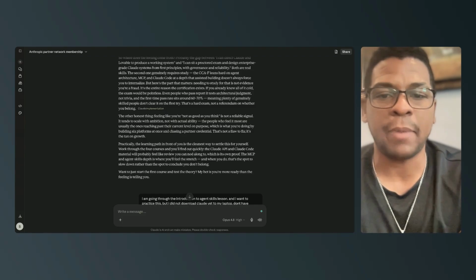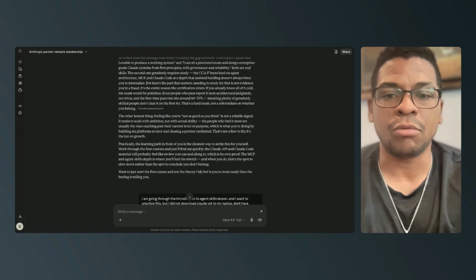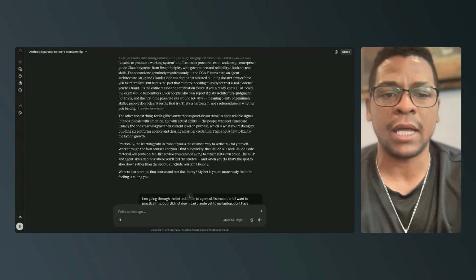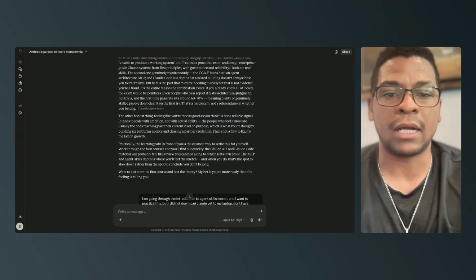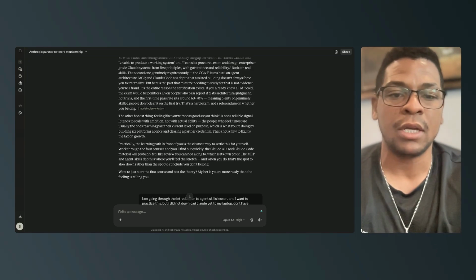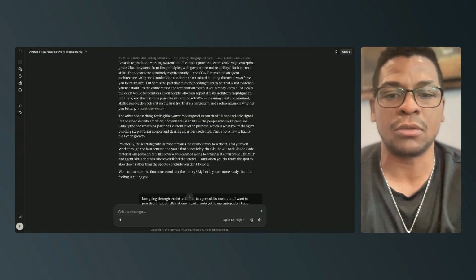Practically, the learning path in front of you is the cleanest way to settle this for yourself. Work through the 4 courses and you'll find out quickly. The Claude API and the Claude Code material will probably feel like review you can nod along to, which is its own proof. The MCP and agent skills step is where you'll feel the stretch, and when you do, that's the spot to slow down rather than a spot to conclude you don't belong.